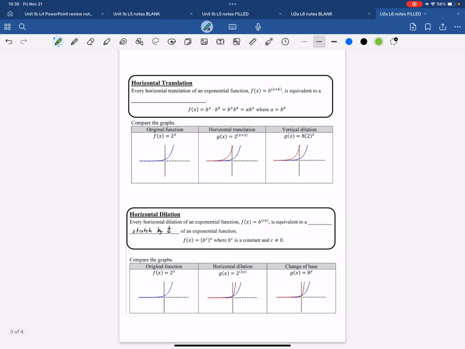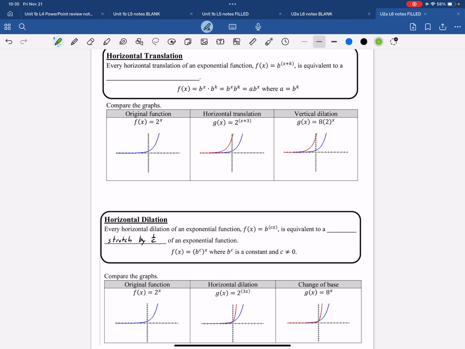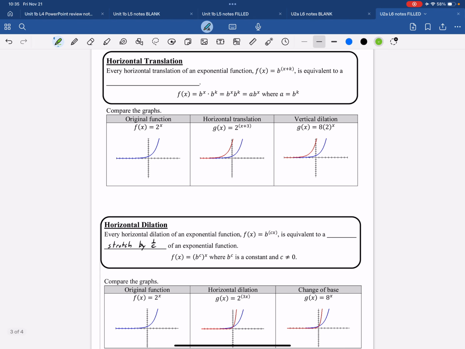Okay, page 2. Now we're shifting into graphical transformations, so hopefully this will be a little bit more of a review. If we have a plus k next to the x value, then this is equivalent to a shift k units left.